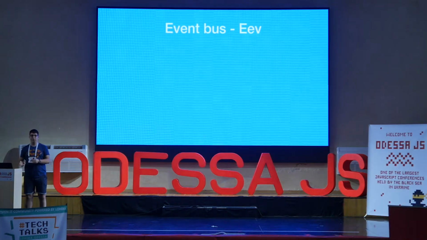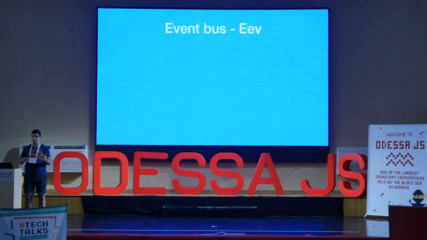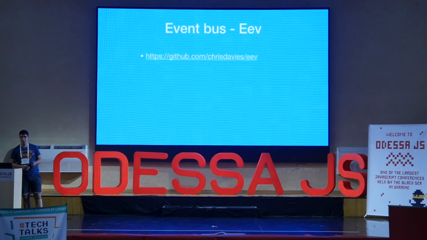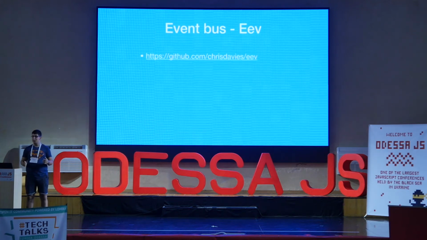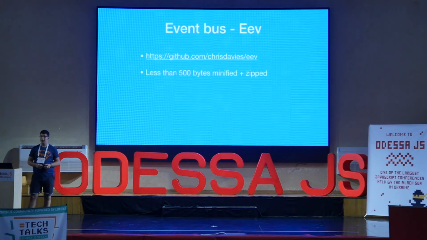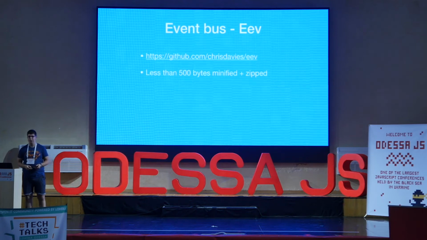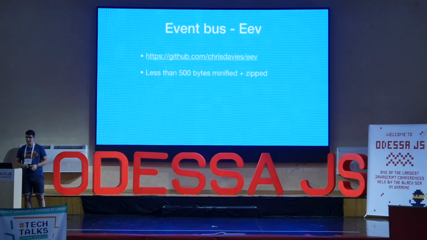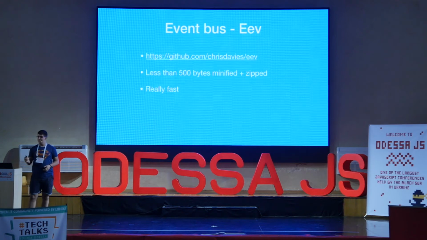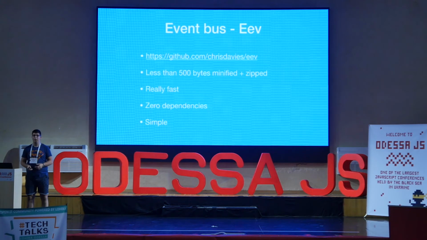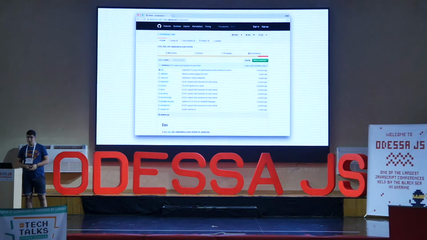I said that we can use an event bus when you have different applications on the same page and you want to exchange data between them. You can use an event bus called EEV. It's an open source module, really simple. It has less than 500 bytes, and I think it says something like 100 lines of code, just one file, no dependencies. It's really fast, it has zero dependencies, and it's so simple. You're just getting two methods, and that's it. You can find it on GitHub.